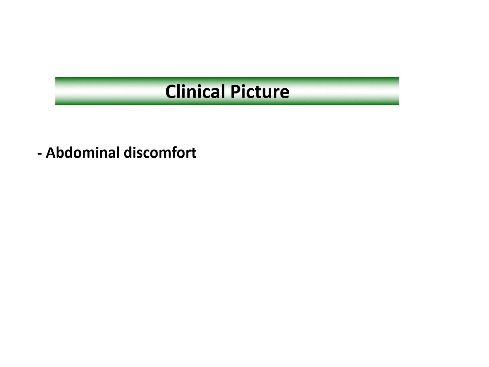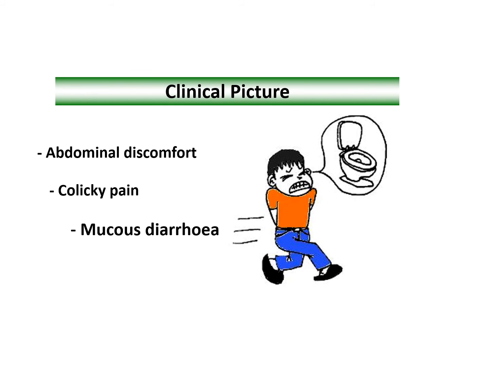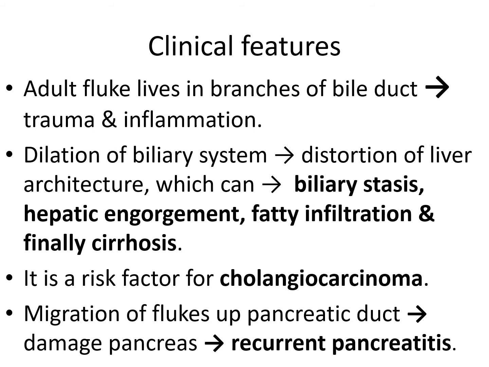Clinical picture: abdominal discomfort, colicky pain, mucus. Adult fluke lives in branches of bile duct, which leads to trauma and inflammation, dilation of biliary system, distortion of liver architecture, which can lead to biliary stasis, hepatic engorgement, fatty infiltration, and finally cirrhosis. It is a risk factor for cholangiocarcinoma. Migration of flukes up pancreatic duct leads to damage of pancreas, which leads to recurrent pancreatitis.